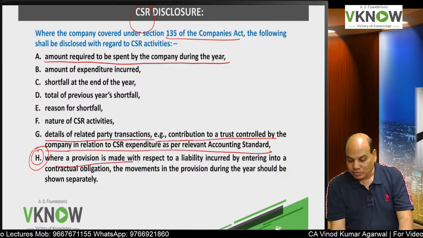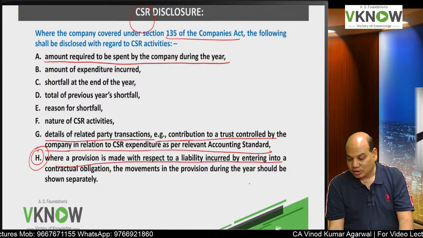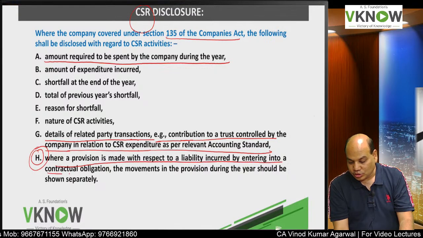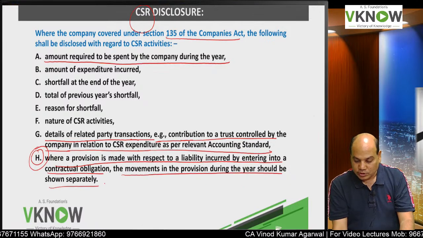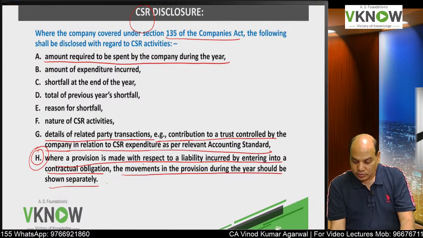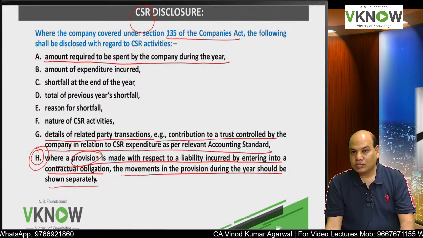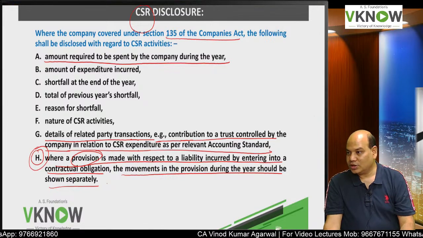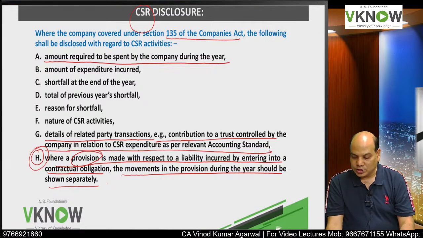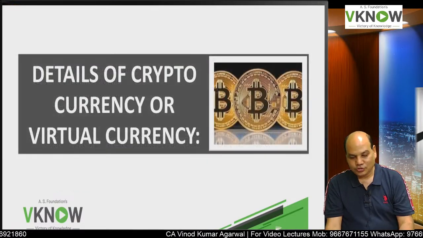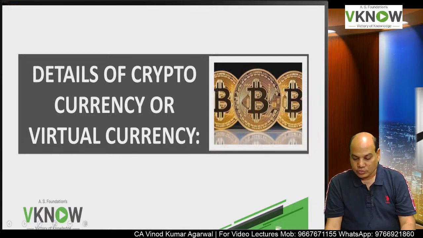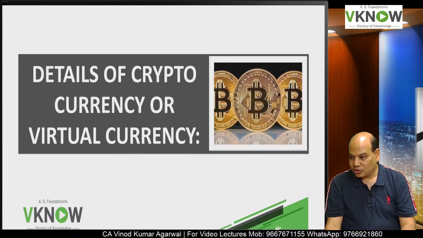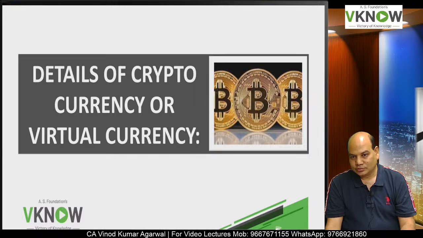Where a provision is made with respect to a liability incurred by entering into a contractual obligation, the movement in provision during the year will be disclosed. So if you have created any provision, the opening, addition, deduction and closing balance with respect to that provision will be disclosed. And one more paragraph I will discuss is details of cryptocurrency or virtual currency you have to disclose.